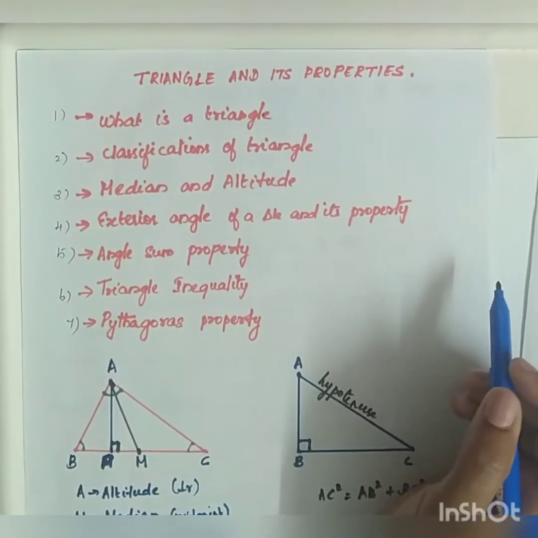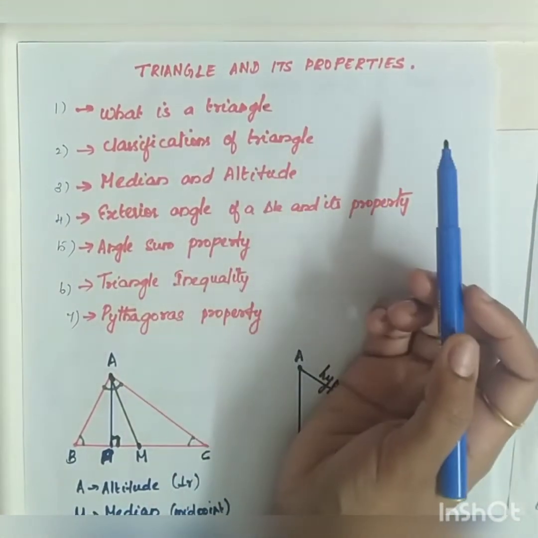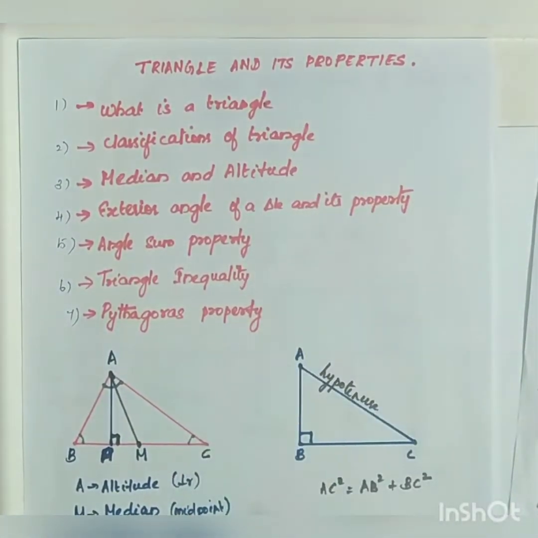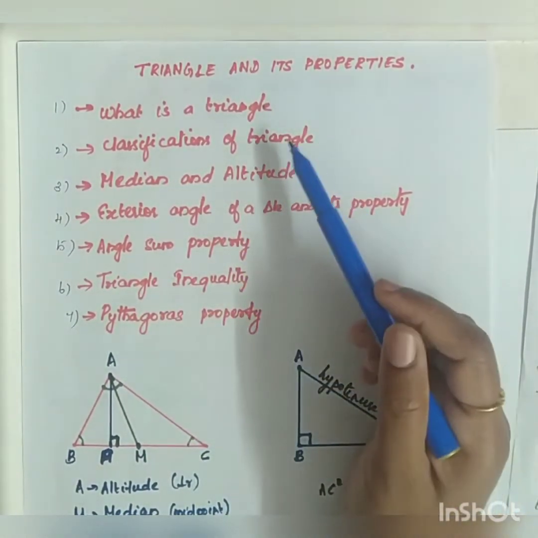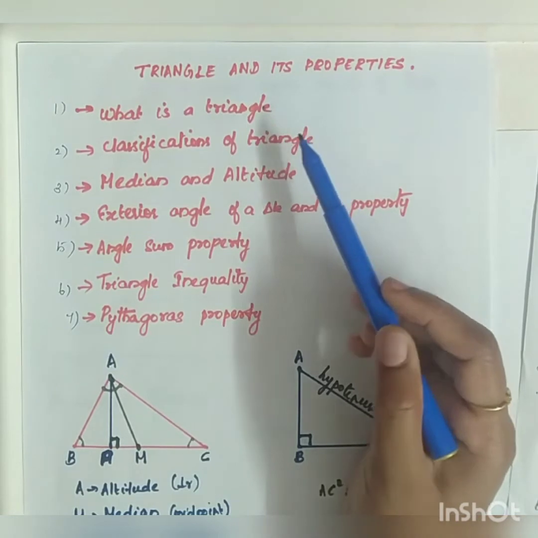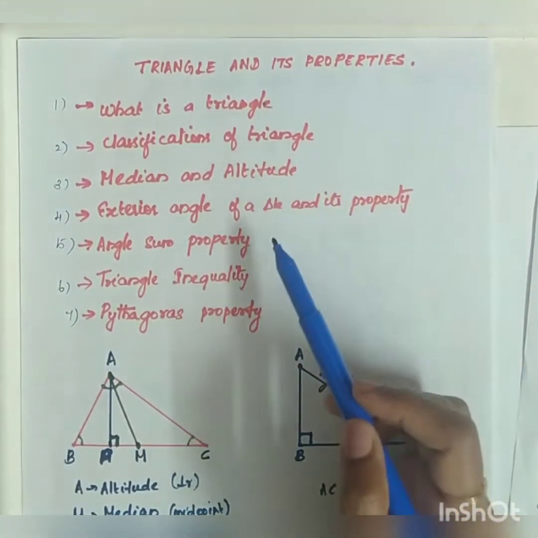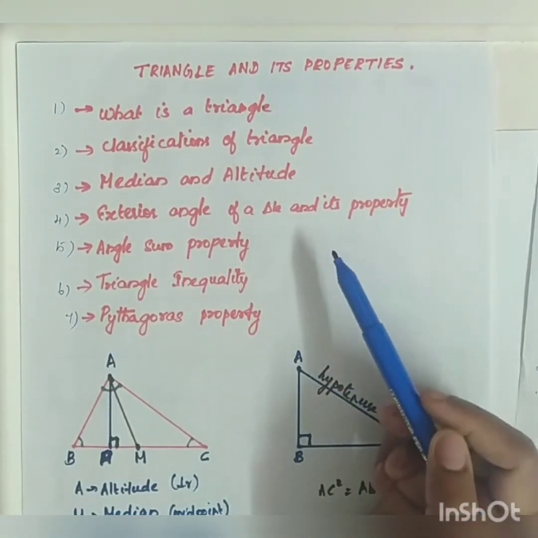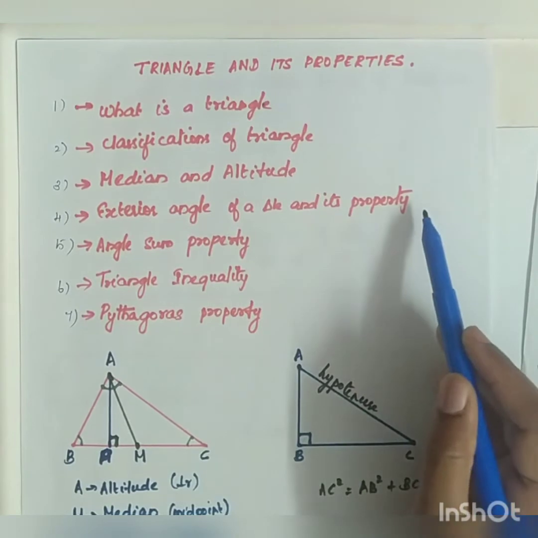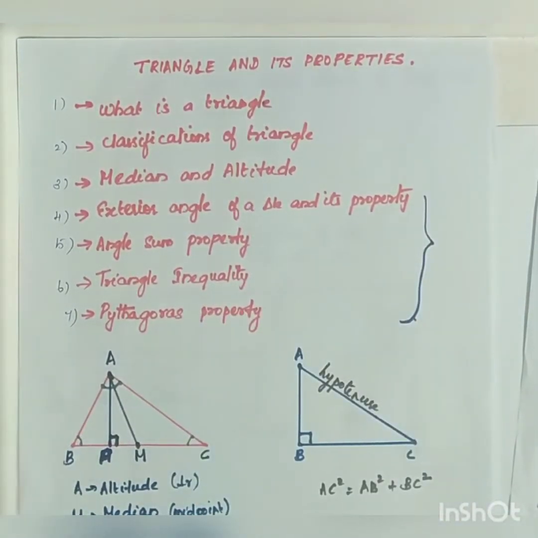So in this video we will see chapter 6, which is triangle and its properties. In this chapter altogether there are 7 subheadings. It starts off with what a triangle is, classification of triangles, what the median and altitude of the triangle are, exterior angle property, angle sum property, triangle inequality property, and Pythagoras property. So 4 properties, and then you have the introduction.